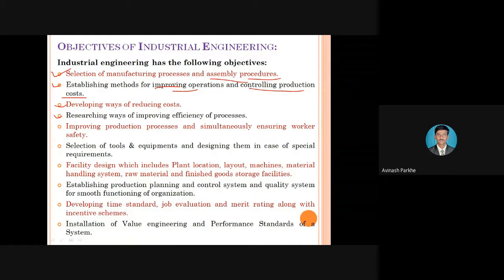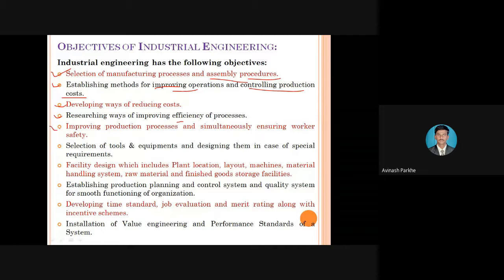Therefore, this is the fourth objective, which is related to researching the ways of improving the efficiency of the process. If I have to increase the efficiency, I can provide a skilled operator. If I have to improve the efficiency, I can provide standard machinery. That means CNC and VMC. So if I focus on these parameters, then there is a chance to improve the efficiency of that process.